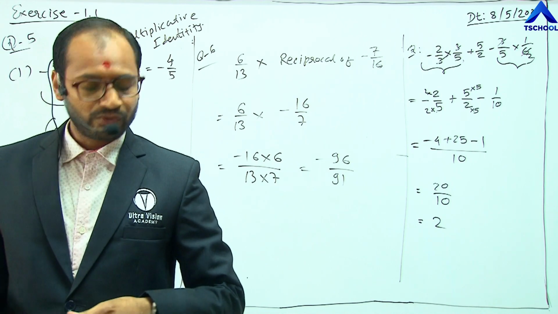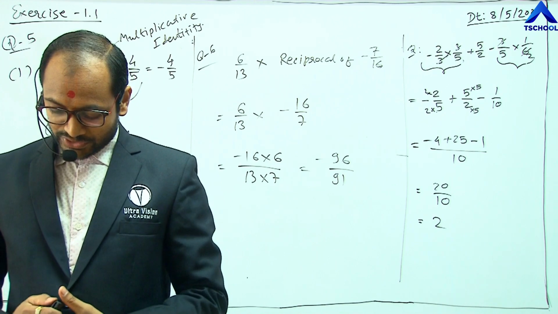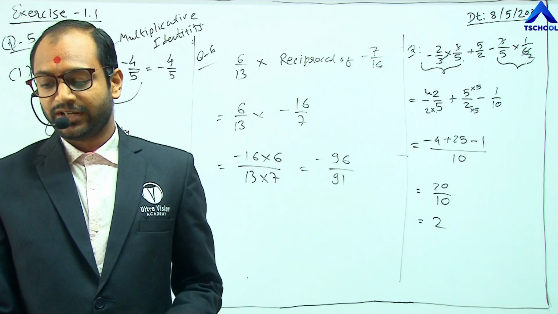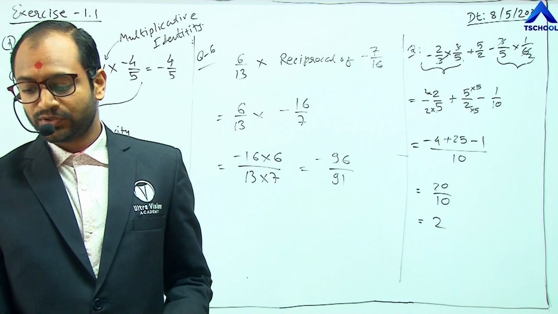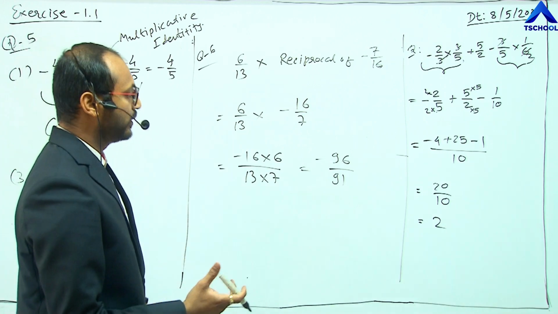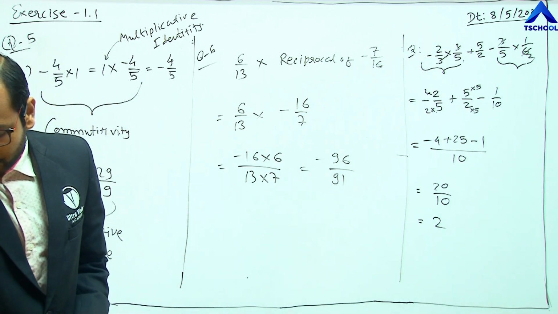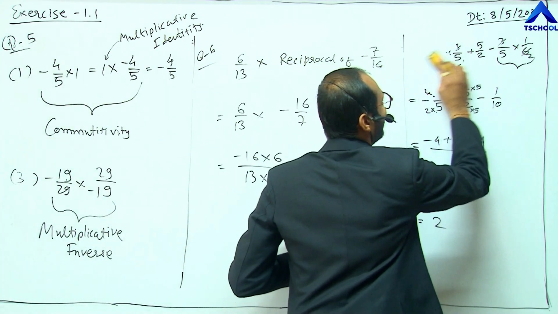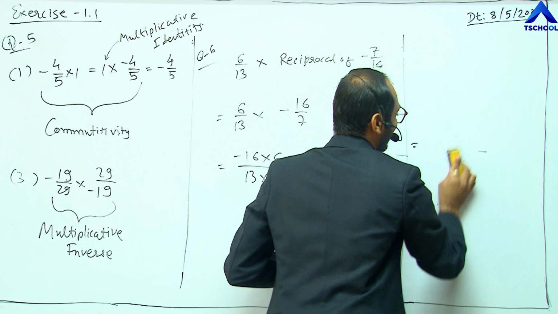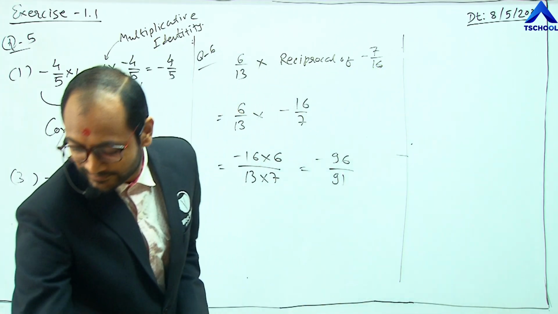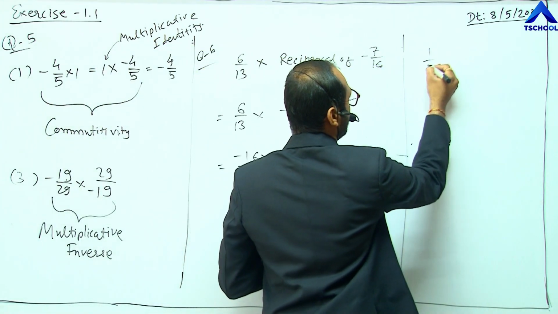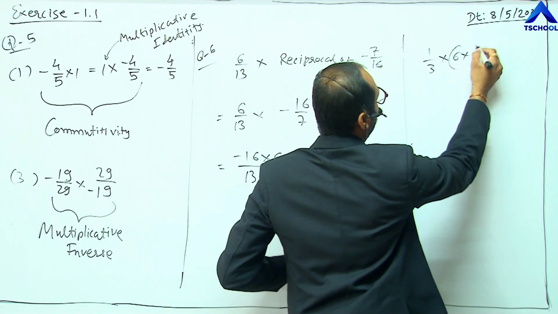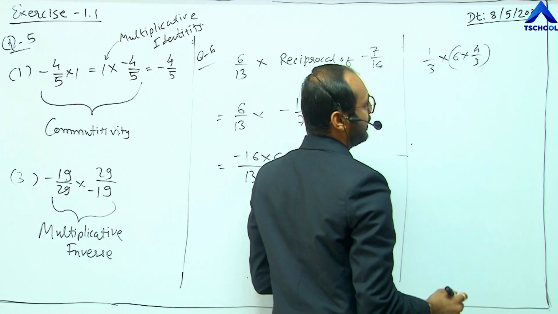Next, the last question, let me take. Question number 7, tell what property allows you to compute the given number: 1 upon 3 into 6 into 4 upon 3. Which property allows you to compute? The given is associativity, because the first number is 1 upon 3 into 6 multiplied by 4 by 3. Clear?